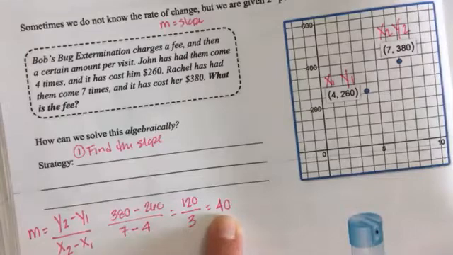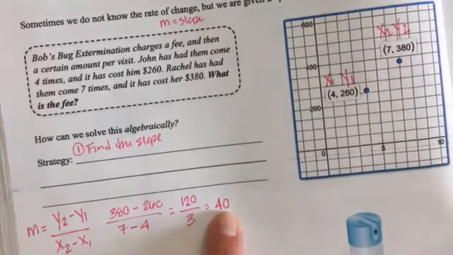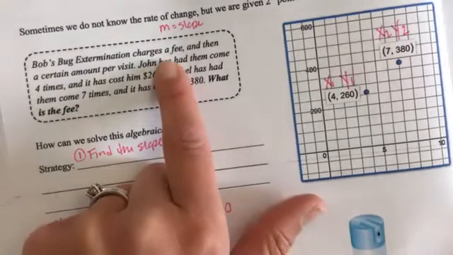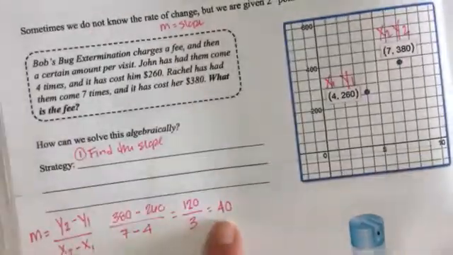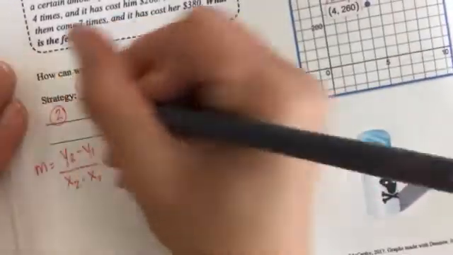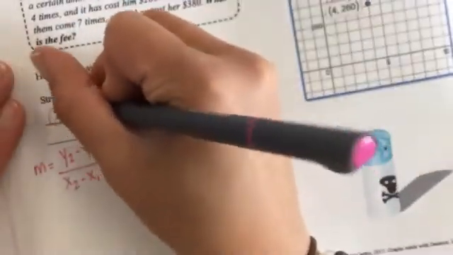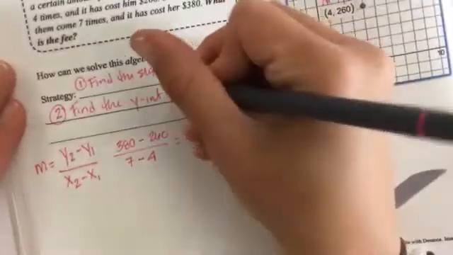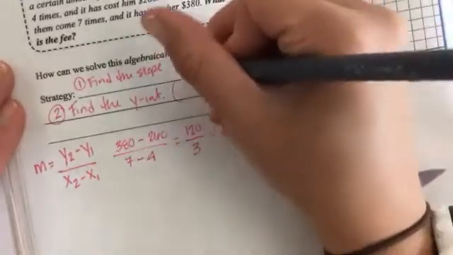Okay, the more visits, the more it's gonna cost. So we can't write our equation yet because we are missing the fee that he charges, but we do know that this is how much it costs per visit, okay? So our second step is to find the Y-intercept, or in this case, the fee.